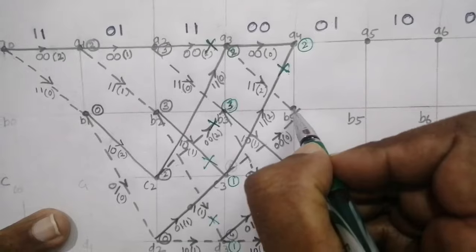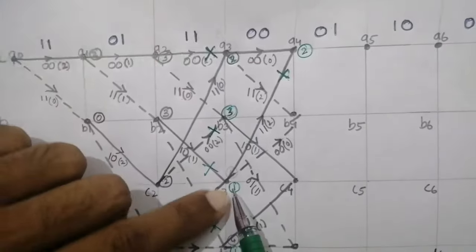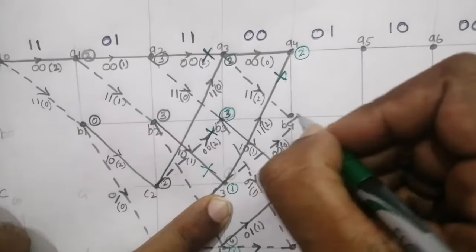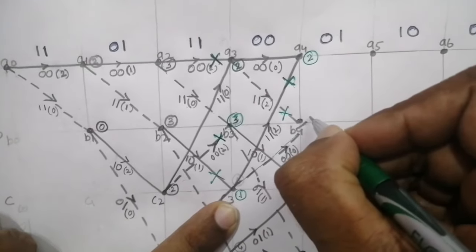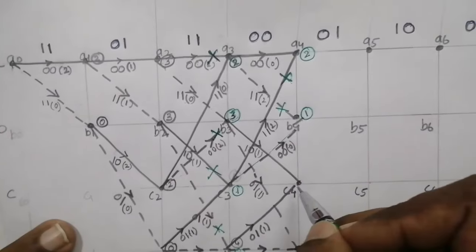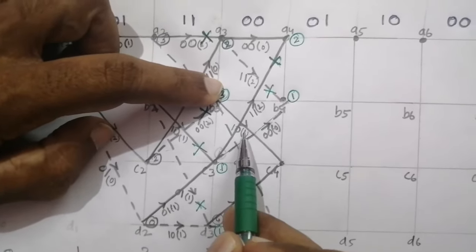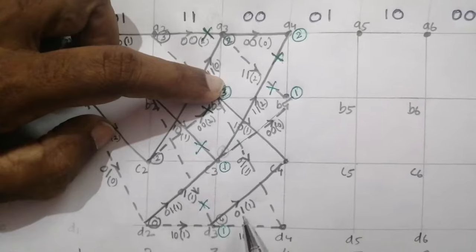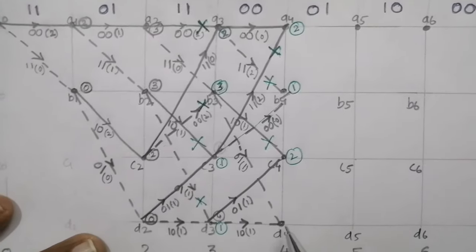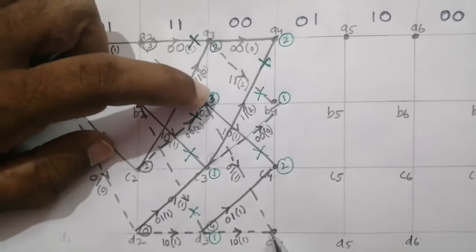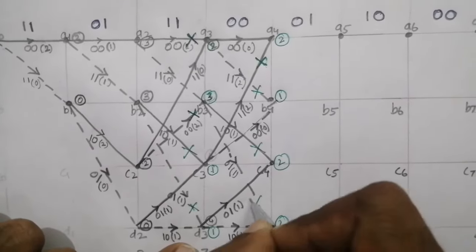So at B4 we again have two paths. One is 2 plus 2, 4, and the other is 1 plus 0. So I will retain this particular path and remove this one, and I will write the node metric as 1 here. At C4 we have two paths, that is 3 plus 1, 4, and here it is 1 plus 1, 2 only. So I remove this particular path. At D4 again we have two paths, one with the metric 3 plus 1, 4 and the other with 1 plus 1, 2. So I will remove this particular path.